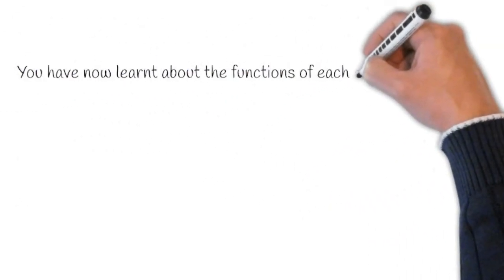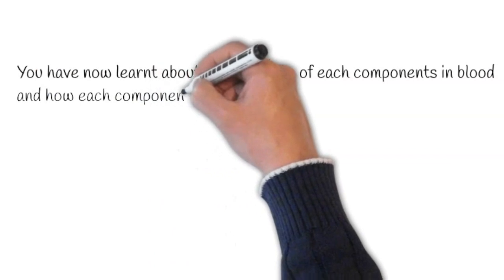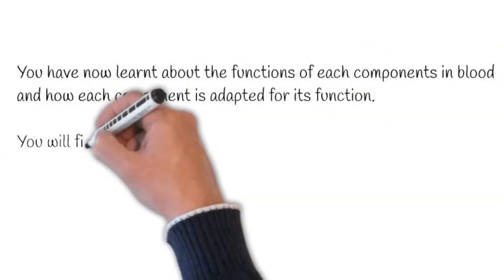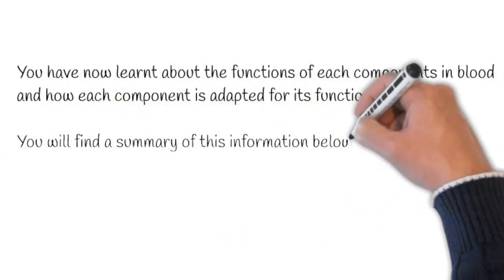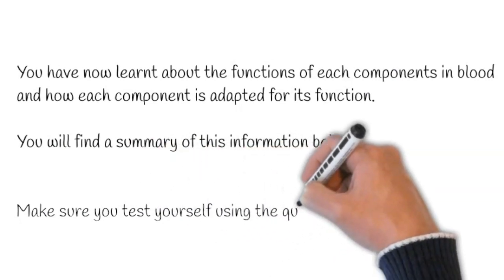You have now learnt about the functions of each of the components in the blood and how each component is adapted for its function. You will find a summary of this information below.